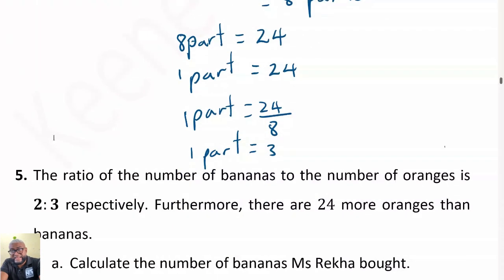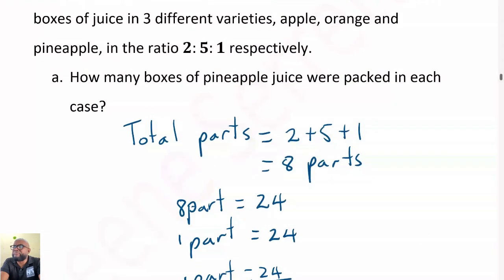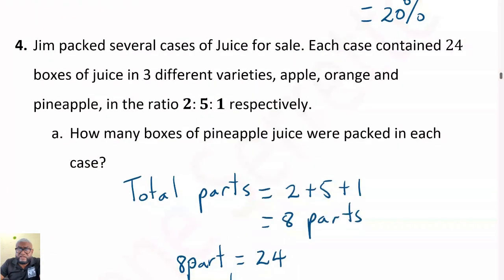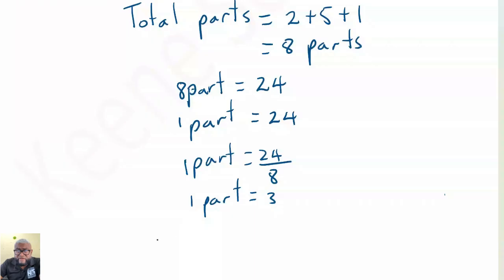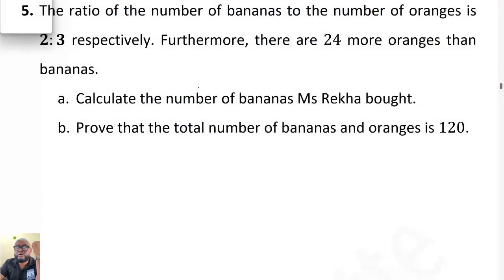Now, what did I tell you about when we find out what one part is? I can find anything now. So what is the question asking for? For pineapple, which is 1 part. Therefore, pineapple is equal to 3 boxes, because pineapple is 1 part. If you want to put 1 multiplied by 3, you could. But pineapple is 3 boxes. Everybody good there?